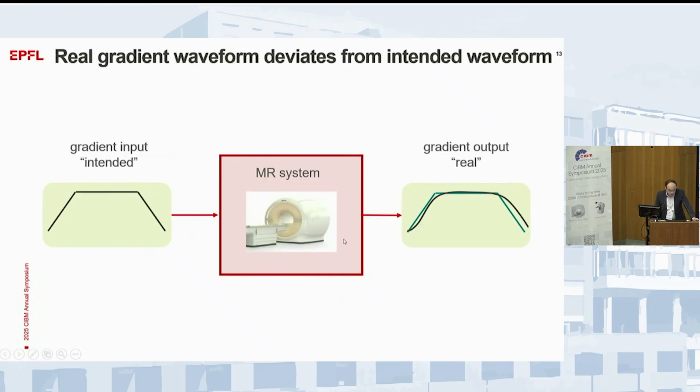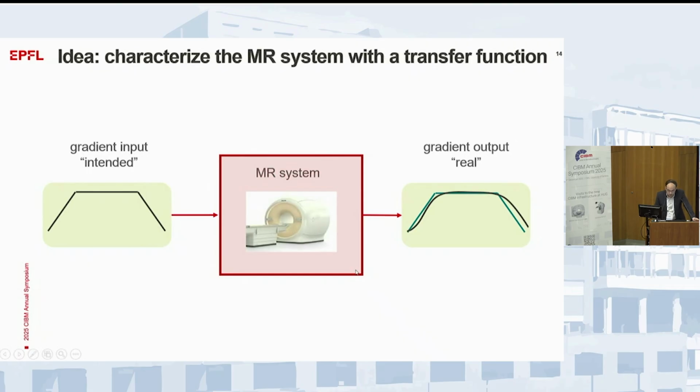The way to describe all this is going from this intended gradient input, which is what we would like in our pulse sequence diagram, to a real one, what is really played out, which you see is delayed and also has these rounded corners. If we assume that we have a linear time-invariant system, we can think of describing the MRI system as a transfer function.